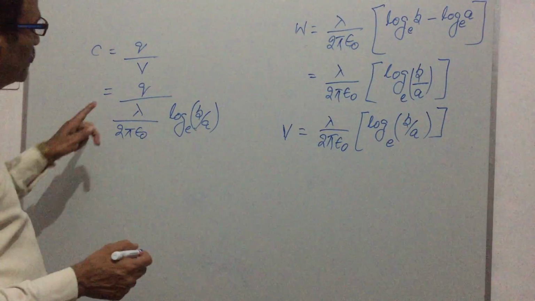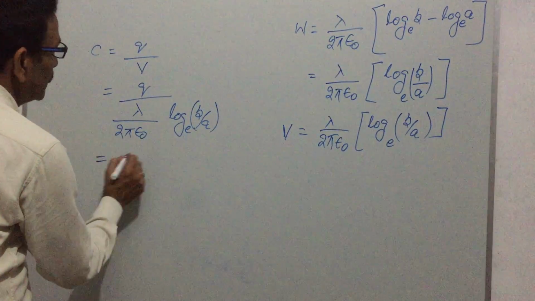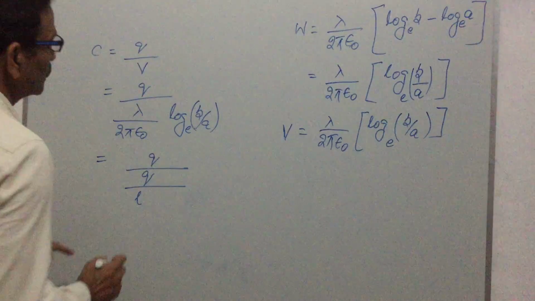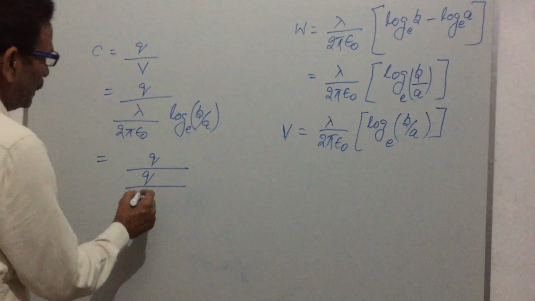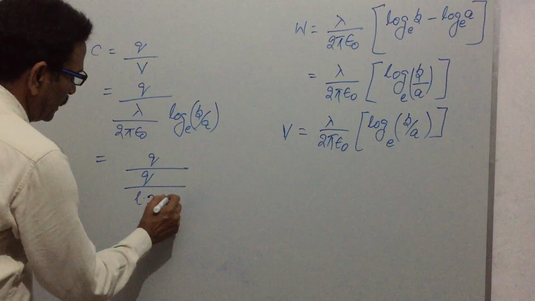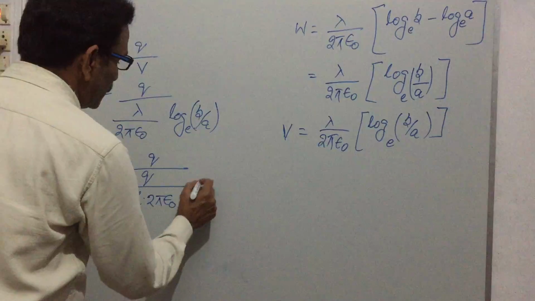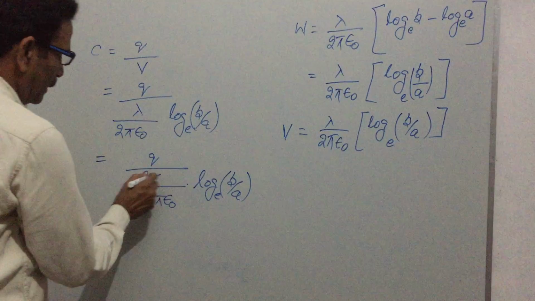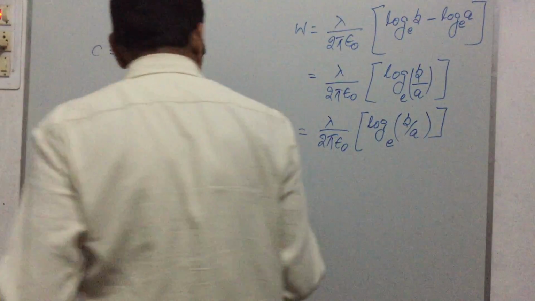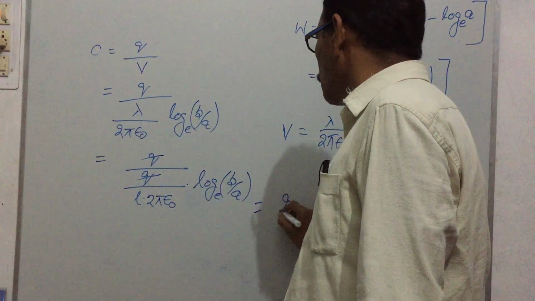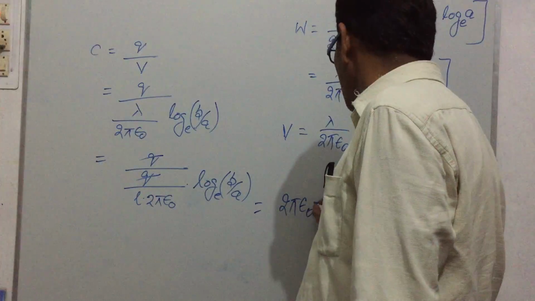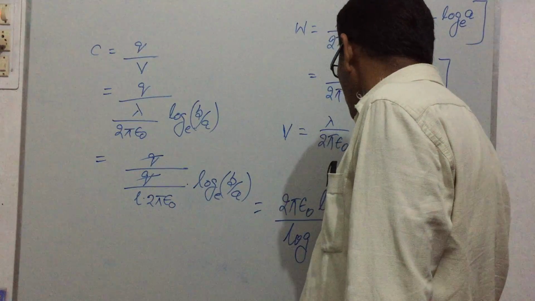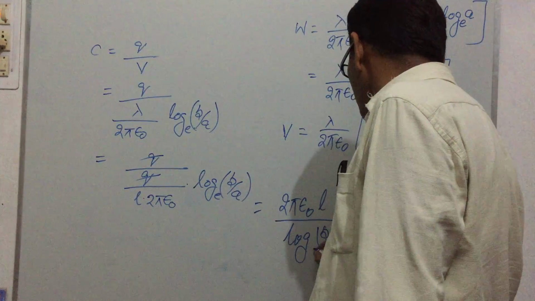Now lambda is equal to charge per unit length. So we write this relation as Q divided by Q by L, since length is L. So Q by L into 2 pi epsilon naught into log of B by A at the base E. Q will be cancelled out, and you will get the relation 2 pi epsilon naught into L divided by log of B by A at the base E.